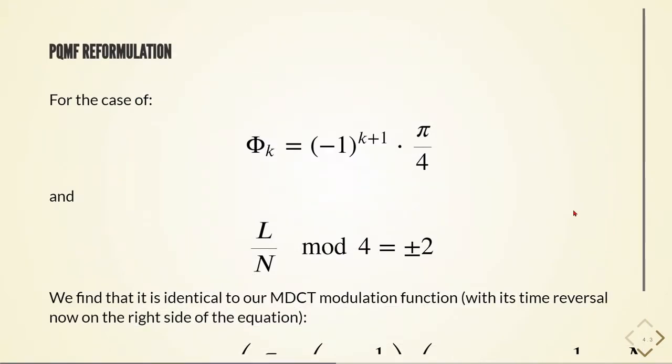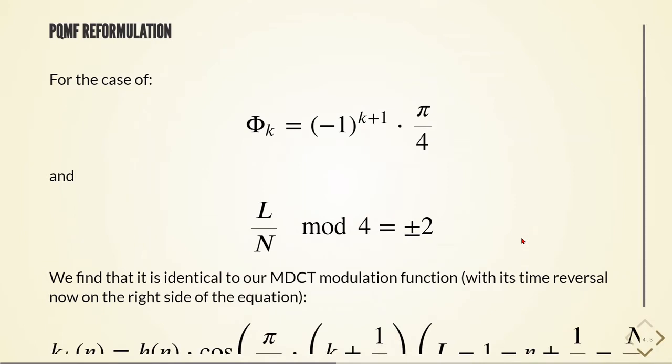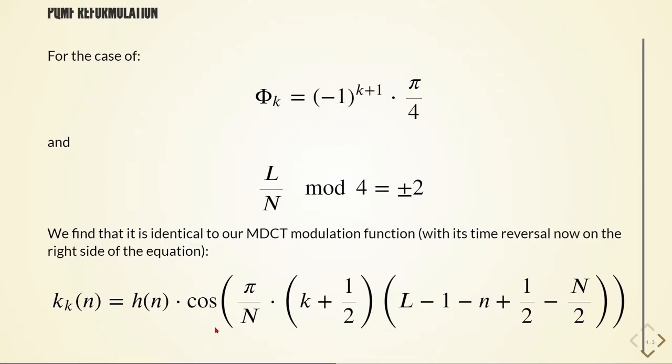We will now do a reformulation of the PQMF for the case where the phase is given by this equation here, and L divided by N modulo 4 is equal to plus or minus 2. And when we take this into consideration, we find that it is identical to our MDCT modulation function, which is a time reversal now on the right side of the equation. And we have this equation here.